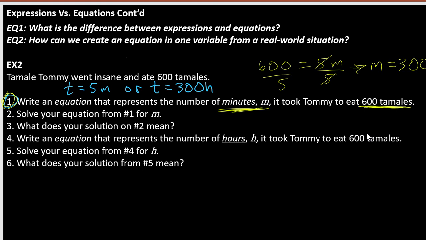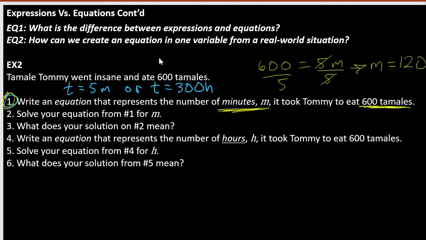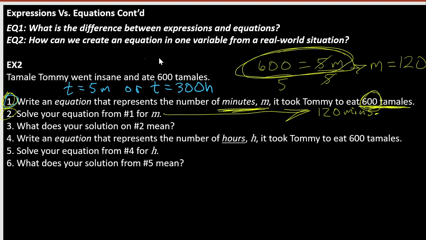Or to answer our question, and that is completely wrong. It is not 300. Sorry, kiddos, I haven't slept much. It would be 120. So the number of minutes that it takes for Tommy to eat that many tamales is 120 minutes. So that would be our answer for number 2. Kind of did a twofer there. But what the equation would have been is simply 600 is equal to 5 times m. That's still just t equals 5m.